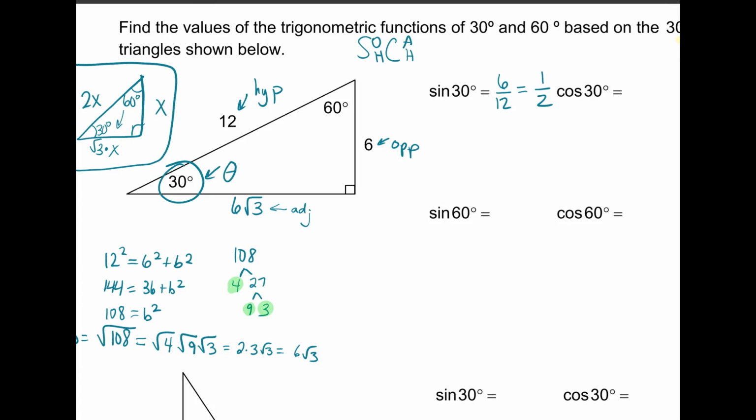Let's find out what cosine is. What would cosine of 30 degrees be? Yep, it's adjacent over hypotenuse. So 6 root 3 over 12. How do I simplify this?